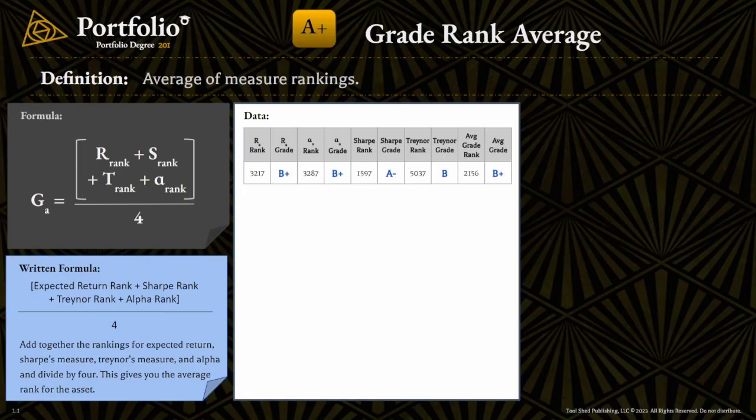So when I say average rankings, what do I mean? Well, it's the average of the rankings for each of the other 4 metrics. So we take the stock's ranking for expected return, alpha, Sharpe's measure, and Trainer's measure, which is just how the asset fell within the overall population for that metric, and we find the average rank. Then we take the averages and we re-rank them, and then apply the grading methodology to the new results.